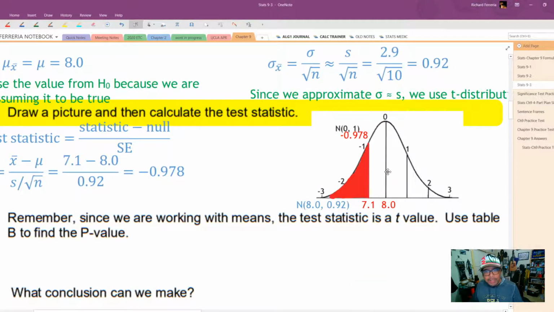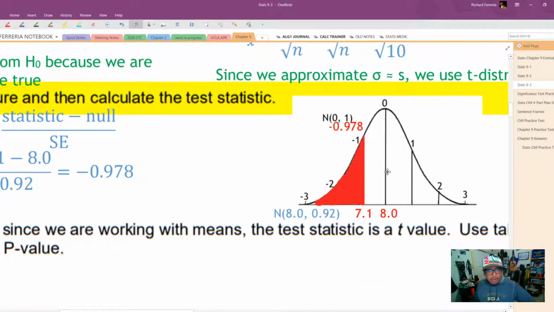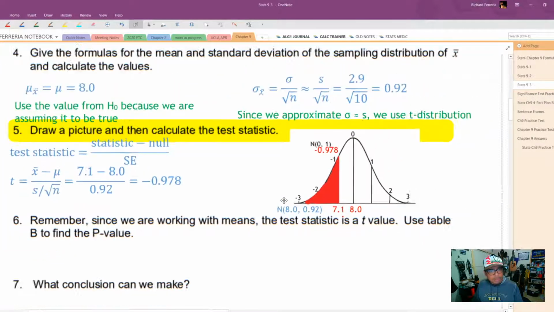We've got our nice normal curve that we always use. Zooming into our picture, we can see that we've got a really nice normal curve here. The bottom of the curve is labeled normal distribution 8 and 0.92, which is the mean and standard deviation. We've labeled the mu of the curve at 8.0. That's the mean of the sampling distribution. We've located where 7.1 is, and we corresponded it with negative 0.978 on the normal side of the curve, which has a mean of 0 and a standard deviation of 1. So that is a really nice looking curve. That's about as much as you're going to need here.